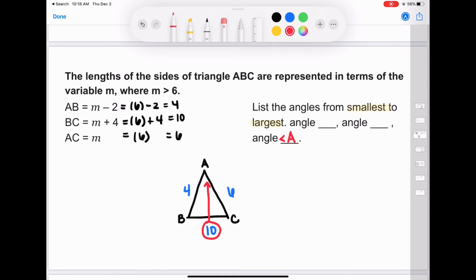Okay. Now across my smallest side, I'll have my smallest angle, so angle C. And that leaves me with my last angle, which is angle B. So from largest to smallest, I have C, B, and then A. Okay. Now let's go ahead and move on to the next question.